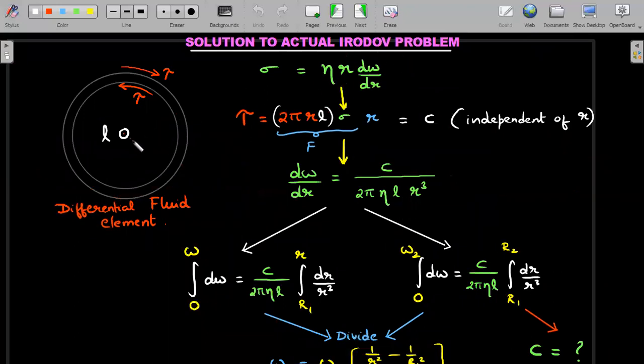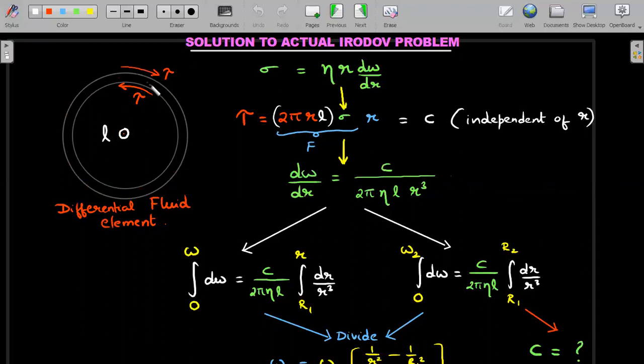In the actual Irodov problem, remember, the inner cylinder was at rest, and the outer cylinder was moving at omega 2. That's what he has given. So this is, let's say, a differential cylindrical layer element of length L, with radii R and R plus dr. Okay. Now in steady state, if this one should not change its speed, whatever torque gets applied on its inner surface, the same torque in the anti-clockwise direction should be applied on the outer surface.